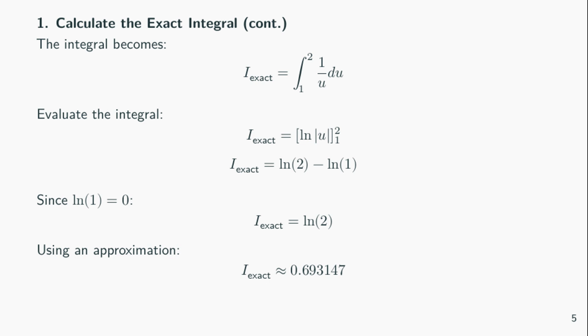Now let's evaluate this. The integral of 1 over u is the natural log of the absolute value of u. We need to evaluate this from 1 to 2. This gives us the natural log of 2 minus the natural log of the absolute value of 1. Since the natural log of 1 is 0, the exact value of our integral I exact is the natural log of 2. If we use an approximation for the natural log of 2, it's approximately 0.69.